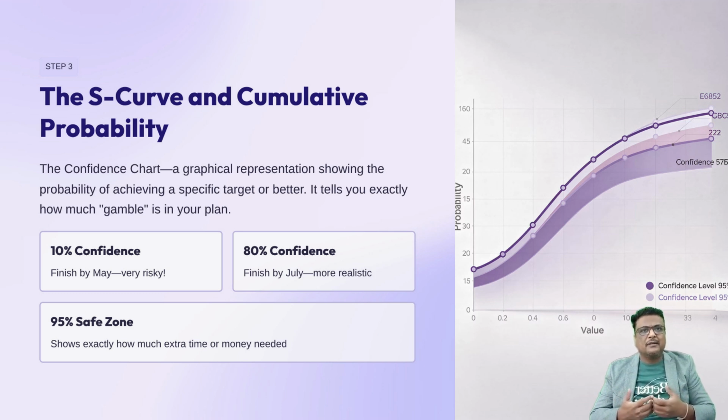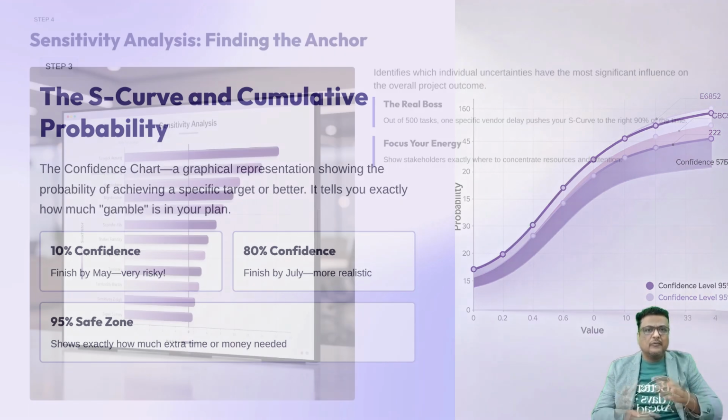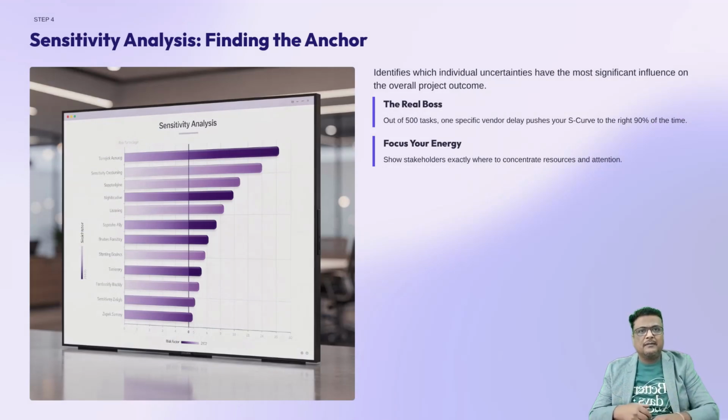Now, while the S-curve gives us the big picture, we also need to know which specific tasks are the troublemakers dragging our confidence down, which leads us to sensitivity and a tornado within Monte Carlo. Let's look at sensitivity within the simulation. Technically, this is the process of identifying which individual uncertainties have the most significant influence on the overall project outcome by correlating the inputs with the final simulated results. In simple terms, this is finding the anchor.